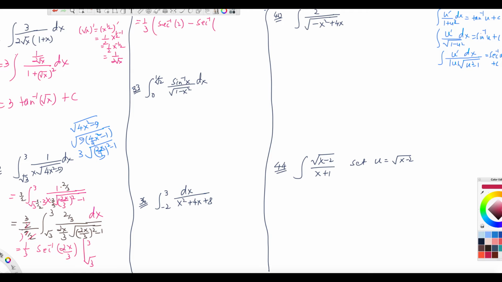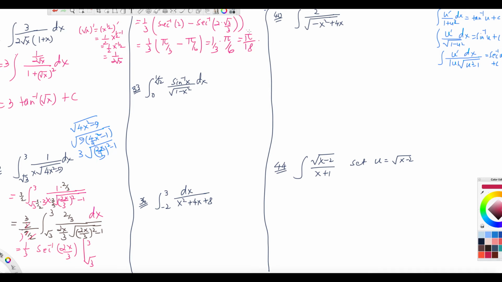plug in 3. So you will get 2 root 3 over 3. 2 times root 3 over 3. You see that? If you use a calculator for secant inverse 2, with the 1/3 there, that will be pi over 3, minus, if you use that in your calculator, you will get pi over 6. Okay, and if you do this, it is like 2 pi over 6 minus pi over 6, right? So it will be 1/3 times pi over 6, that will be pi over 18. That is the final answer.